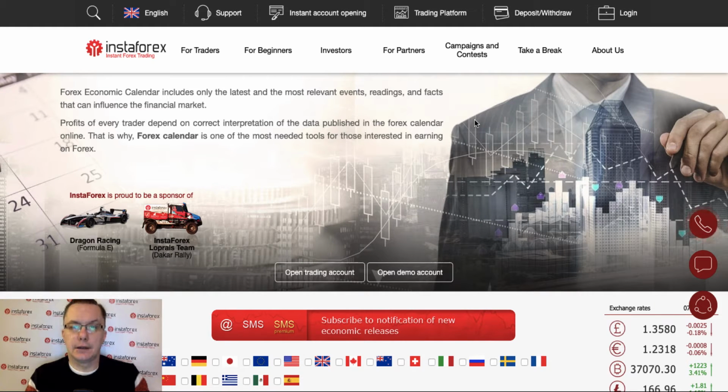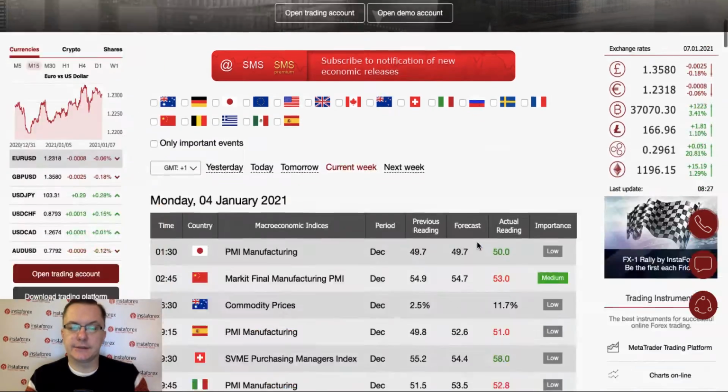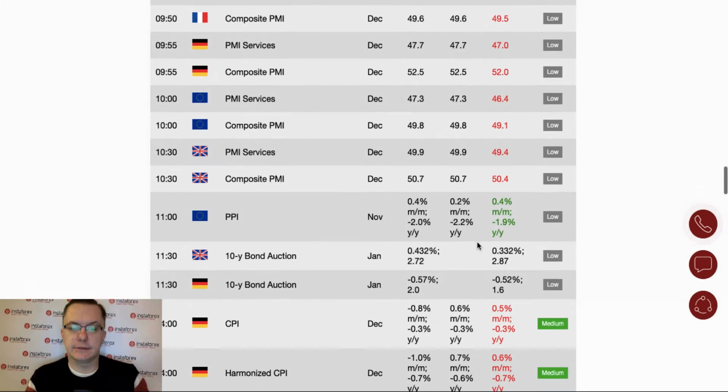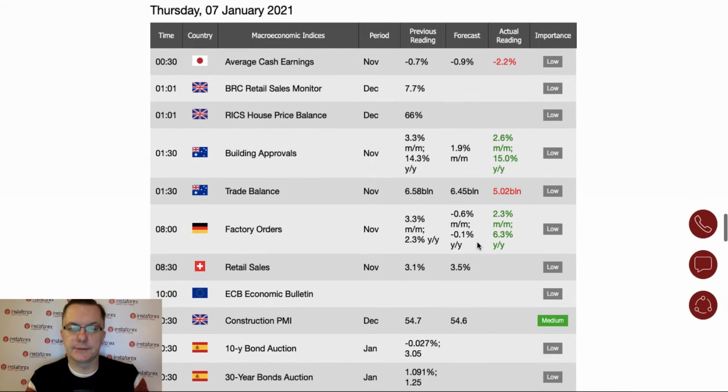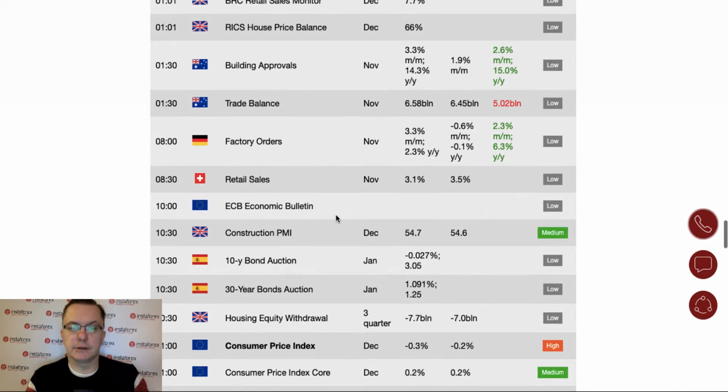Today is Thursday, the 7th of January 2021. We are going to take a look at the Forex calendar and then we will do some technical analysis. Let's just swipe down towards today's date to see what is going on in the markets. As you can see, there was some data released during the night, but none of it was particularly interesting for the traders.